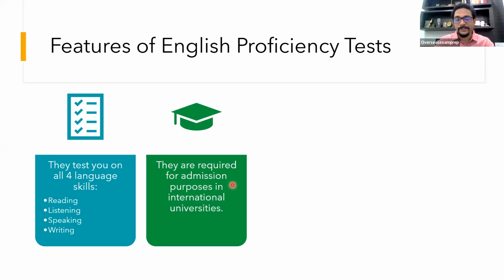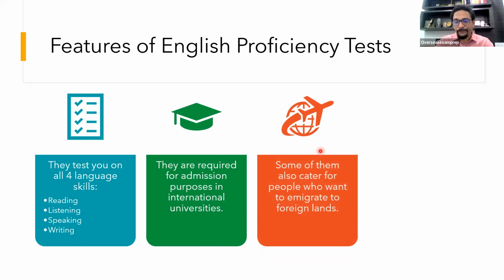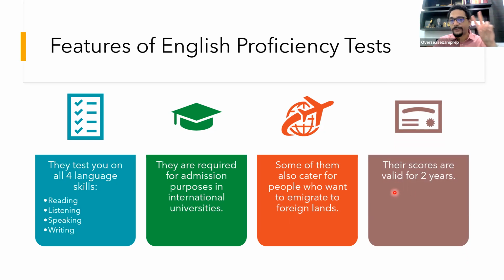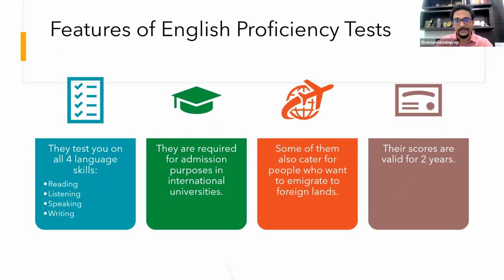They are required. They're a must. If you want to pursue admissions in an international university abroad, this score is going to be mandatory, right? Some of them also cater for people who want to emigrate abroad. There are a lot of people who've done their studies and got enough work experience in their respective fields, and now their aim is to directly go abroad, start a job and settle down. They don't want to study further. So IELTS and PTE, these 2 tests, have their own different versions, which a professional can also take up and directly settle down in a foreign land. And obviously, all of their scores are valid for 2 years from the date of testing. So these are the common features for all English language proficiency tests, right? This applies to every language proficiency test.